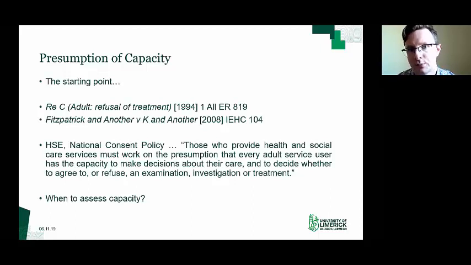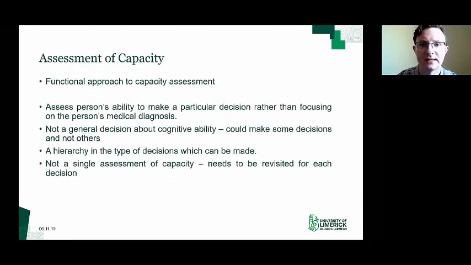There's a number of different approaches to the assessment of capacity. So we've approaches such as the status approach, the outcome approach, and the functional approach. And it's really the functional approach that guides us in our assessment of capacity. It's an approach which is time and issue specific. So we see details of the functional approach to capacity on the next slide. The functional approach assesses a person's ability to make a particular decision rather than focusing on a person's medical diagnosis, as a status approach might do.